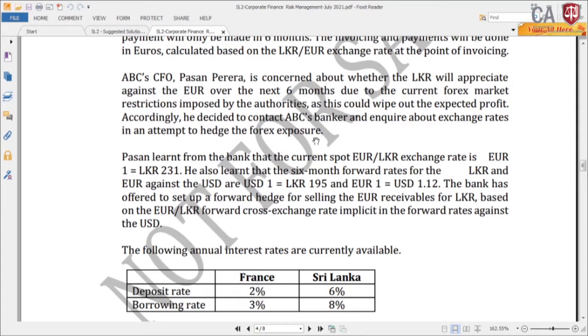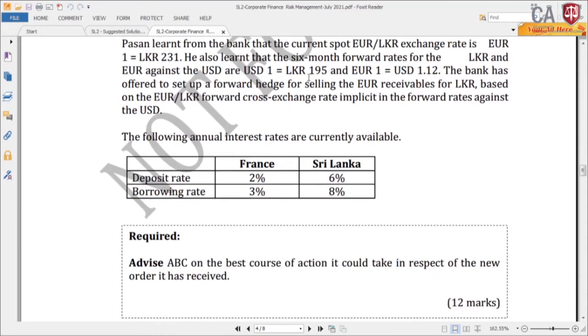Today's spot rate is 1 euro equals 231 rupees. And they have given you further information about deposit and borrowing rates in France and Sri Lanka, or rather the euro currency deposit and Sri Lankan currency deposit rates for 1 year, and borrowing rates are also given for the same euro currency and Sri Lankan currency.